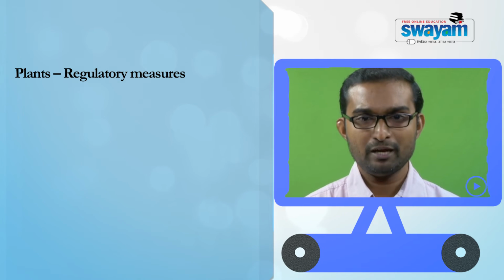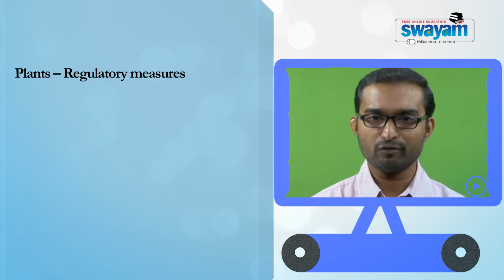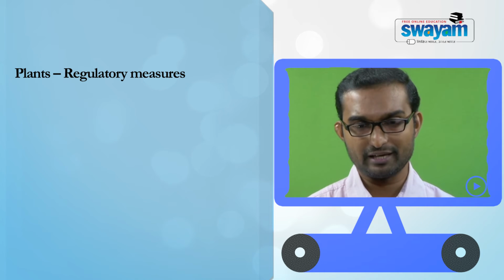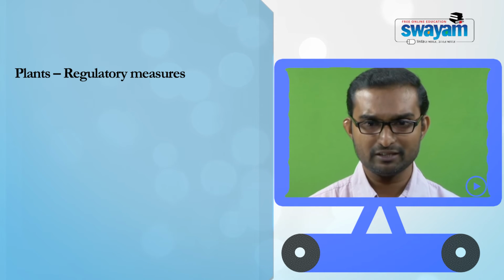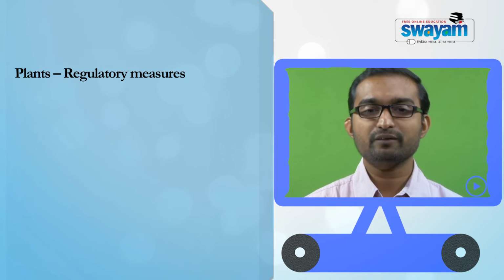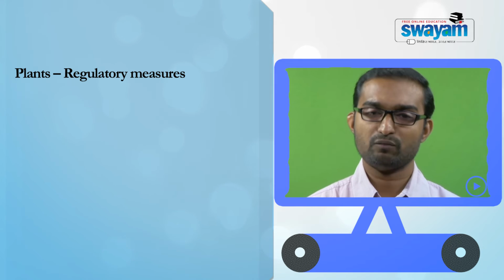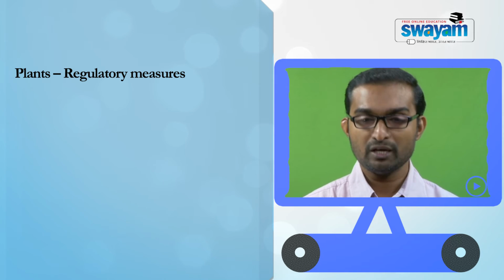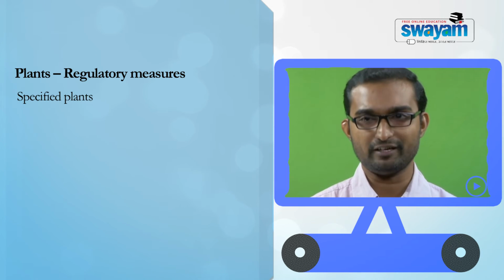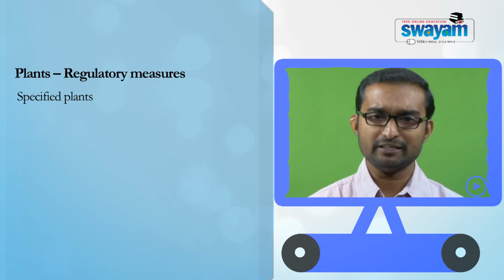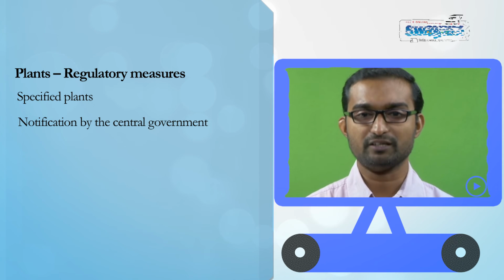And as I had already mentioned, even though the Wildlife Protection Act 1972 was originally meant only for animals, later on through an amendment, plants were also included. But as far as these plants are concerned, this also follows a kind of schedule approach as followed in the case of wild animals. For example, all regulations envisaged under the Wildlife Protection Act 1972 are applicable only to specified plants. Specified plants means plants notified by the central government.